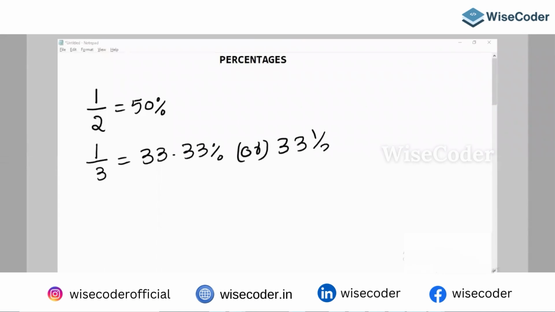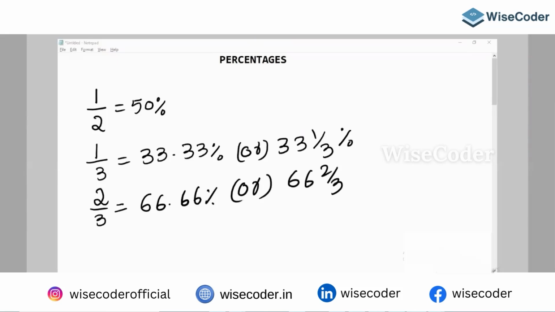33 1 by 3%. People used to get doubt, why 1 by 3? Instead of writing 3 continuously, to stop that, .33 is nothing but 1/3 only, no? So that's why I'm writing 33.33 1 by 3%. Now 2 by 3. If I want 2 by 3, LHS into 2, RHS into 2. So 2 by 3 will give you what? 66.66%, or 66 2 by 3%.